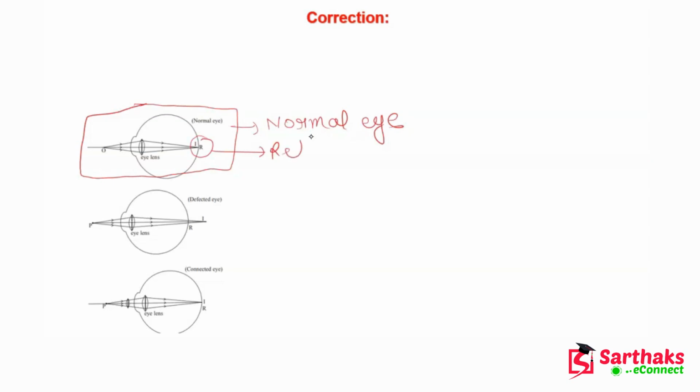This is your retina. Now the second image is the image of a defected eye. So what is happening here? Let's suppose this is your object, the rays are going like this, and after the refraction these rays are not meeting at the retina, they are meeting behind the retina at this point. So the image is formed here, behind the retina. So this is a defected eye.